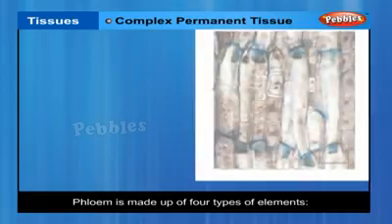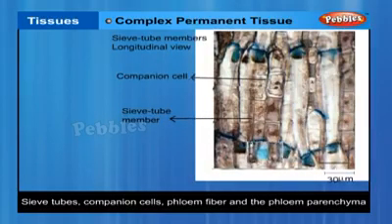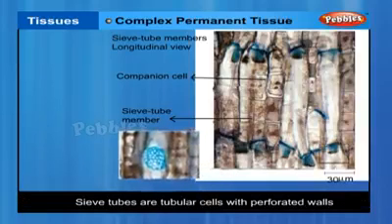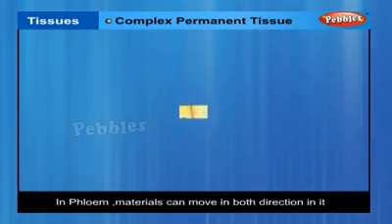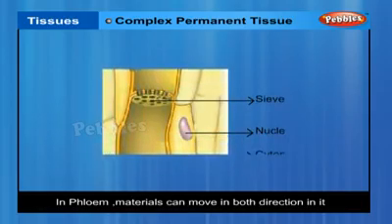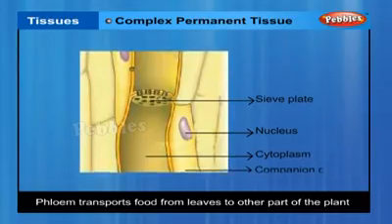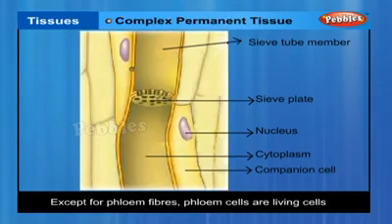Phloem is made up of 4 types of elements: sieve tubes, companion cells, phloem fiber, and the phloem parenchyma. Sieve tubes are tubular cells with perforated walls. Phloem is unlike xylem in that materials can move in both directions in it. Phloem transports food from leaves to other parts of the plant. Except for phloem fibers, phloem cells are living cells.